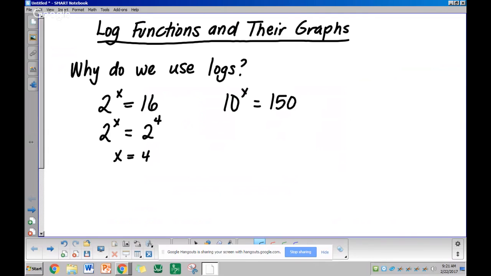Do we have a prayer, even in a Catholic school, of getting the same bases?